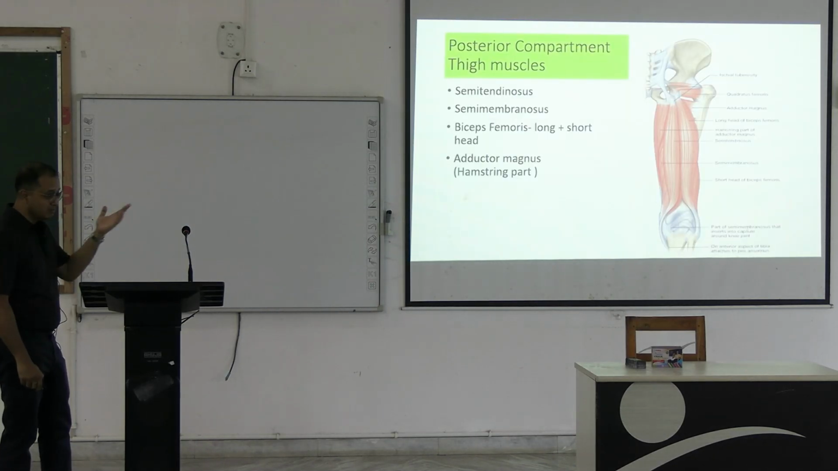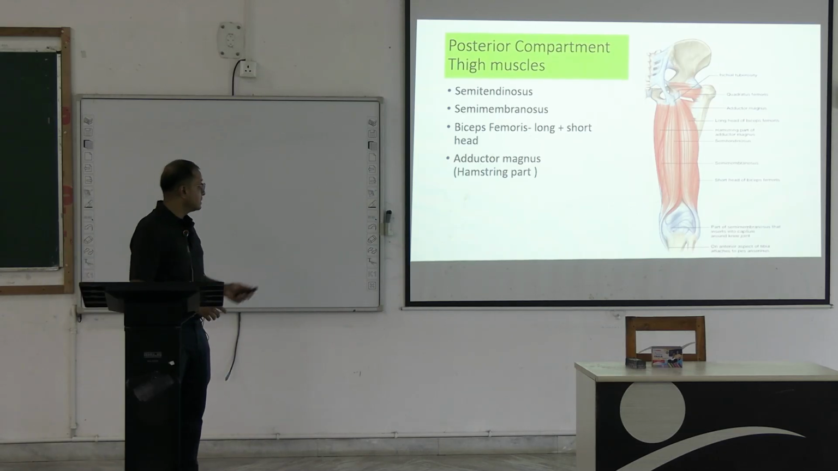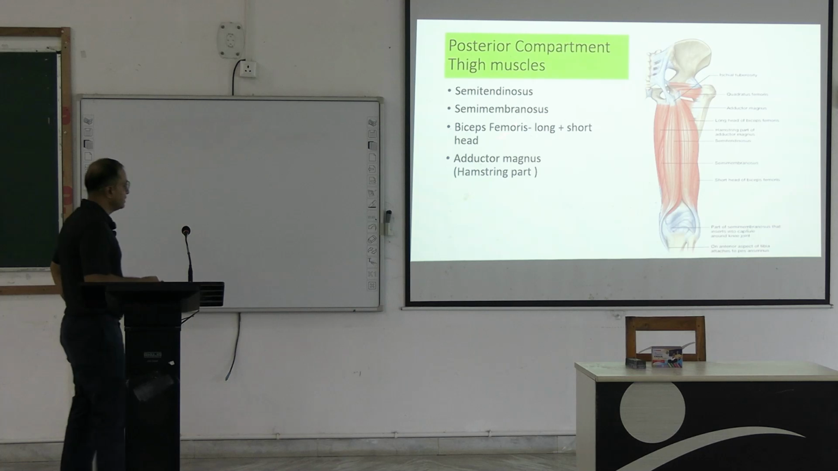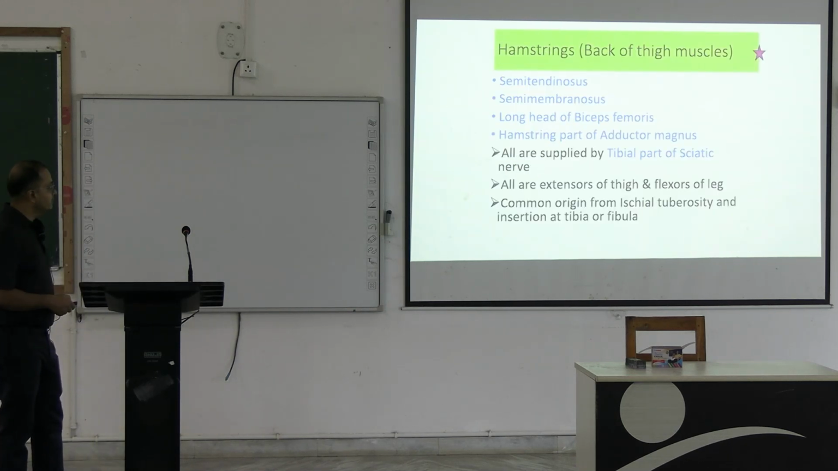The posterior compartment of the thigh muscles are known as hamstring muscles: semitendinosus, semimembranosus, biceps femoris and adductor magnus. They are contributing to it. Adductor magnus, which has two parts, we call one the hamstring part. The hamstring part is contributed within this posterior compartment of the thigh, the hamstring muscles. And biceps femoris has a short head and a long head, present at the back side. Out of these, semitendinosus, semimembranosus, the long head of the biceps and the hamstring part of the adductor magnus are included as the hamstring group of muscles.